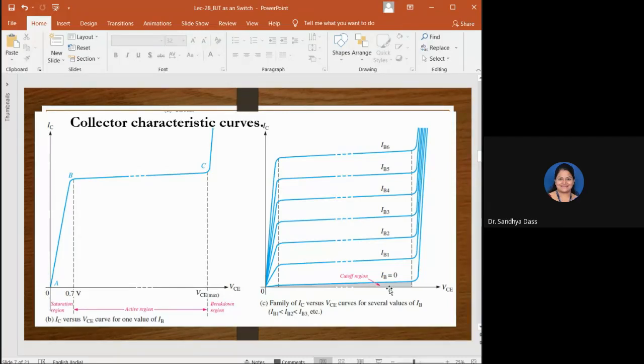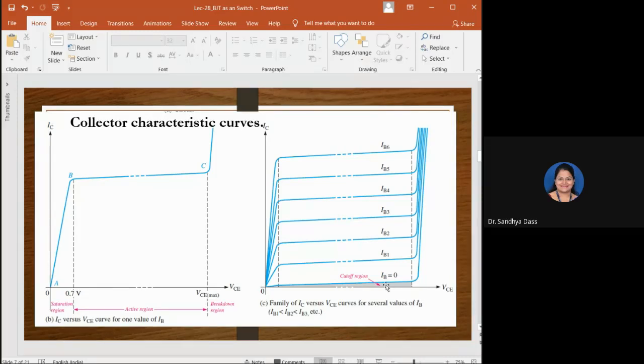All right, observe the terminology there, ICEO. So there will be a small collector to emitter current when the base is open. That's why the term ICEO. ICEO stands for collector to emitter leakage current when the base is open.